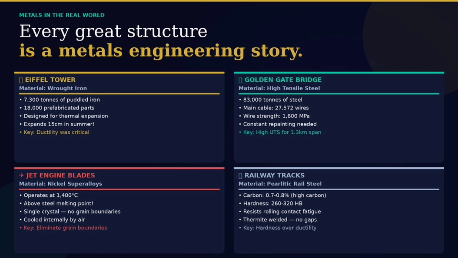Railway tracks use high carbon pearlitic steel with a hardness between 260 and 320 on the Brinell scale. For railway tracks, hardness and wear resistance matter far more than ductility. Every application selects and engineers the right metal for the right job. That is applied materials science.